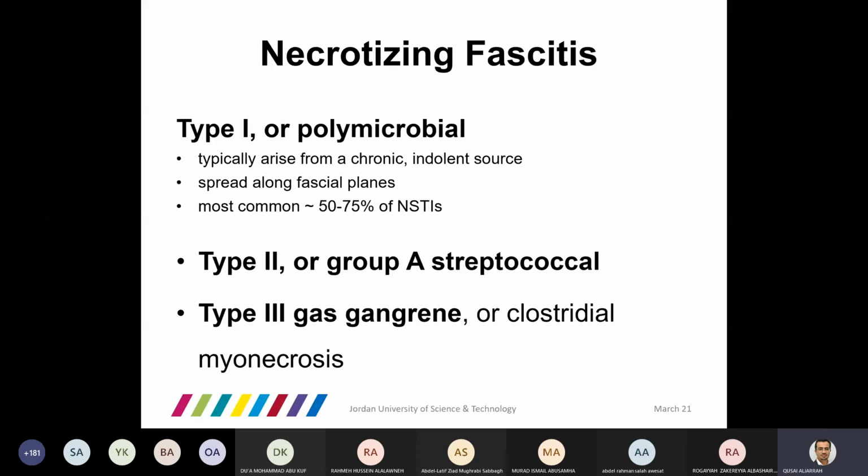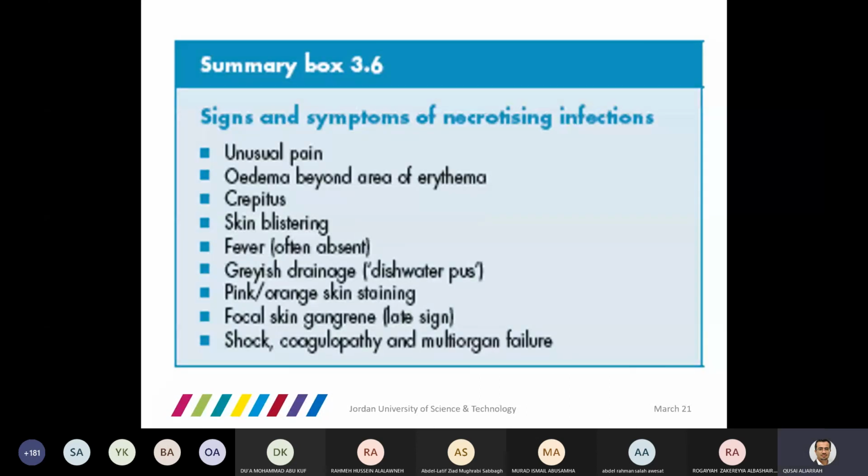هلا الأشياء اللي the clues that can give you some information about this might be a necrotizing infection, unusual pain, edema beyond the area of erythema, crepitus, skin blistering, fever, grayish discharge, focal skin gangrene, shock, coagulopathy, multi-organ failure. So it can be limb threatening and life threatening as well.